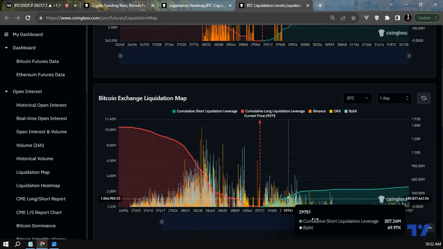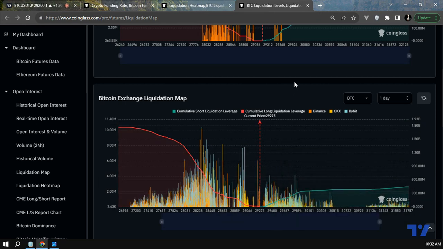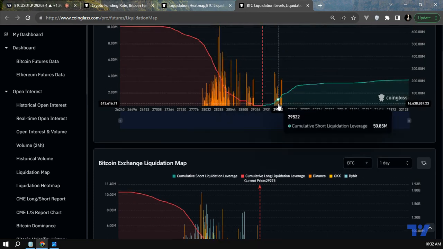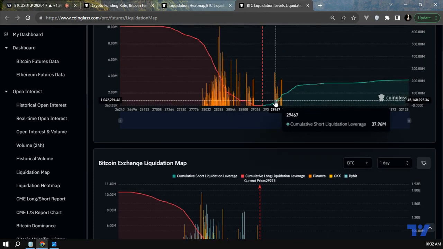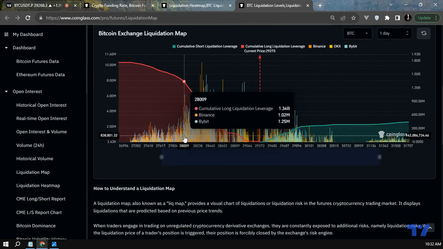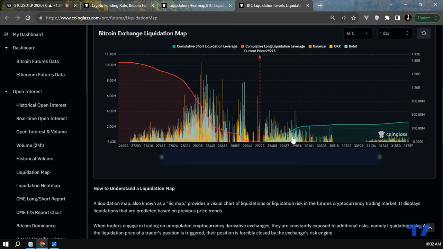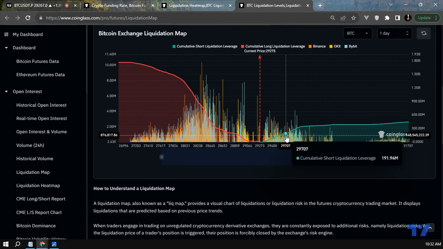Right? So again, I'm going to put the same scenario here. To the upside, my stopping point will be wherever the 100x's are liquidated essentially. We are getting a little bit of push up. Around 27.9, if I come around here, we have 1.37 billion.